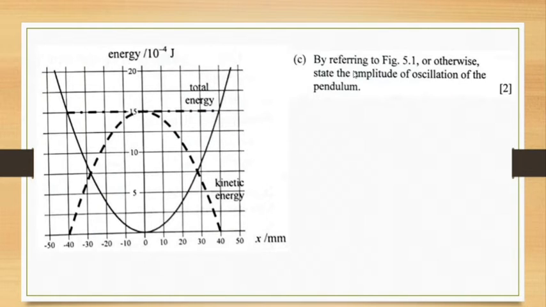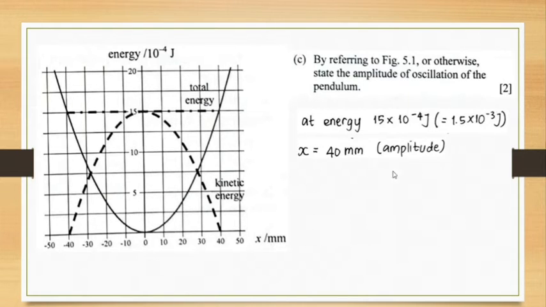And then the next question: by referring to figure 5.1 or otherwise, state the amplitude of oscillation of the pendulum. We have to see now, at the energy of 15 times 10 to the minus 4 joules, what is the displacement? That will be the maximum displacement or the amplitude, because this will be the maximum potential energy, 15 times 10 to the minus 4 joules. So the amplitude will be at x equals 40 millimeters when the energy is 15 times 10 to the minus 4 joules.